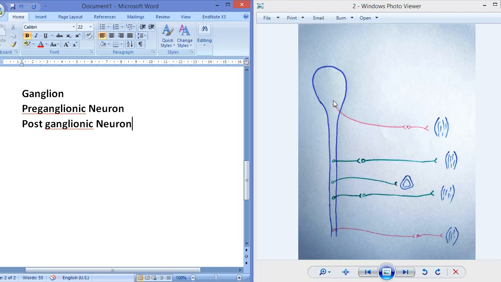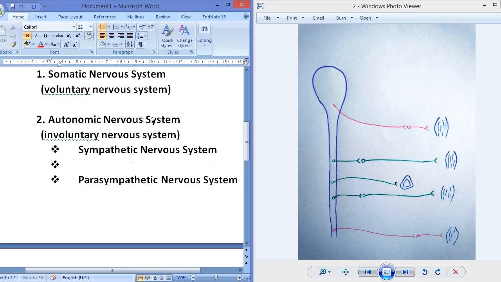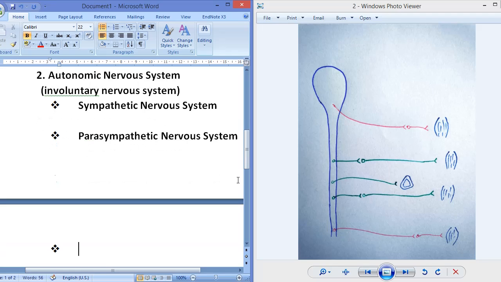Similarly, in the parasympathetic nervous system, the nerve fiber always arises from the cranium, from the medulla, or from the sacral region, as I have told you, that may arise from the sacral region of the spinal cord. This is the sympathetic and this is the parasympathetic nervous system.